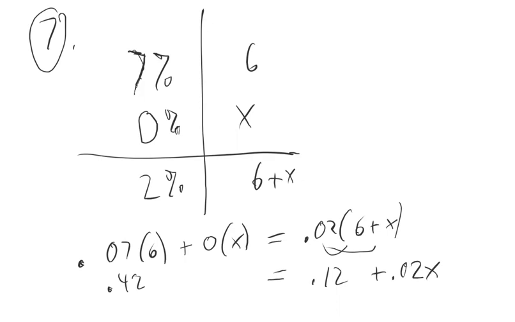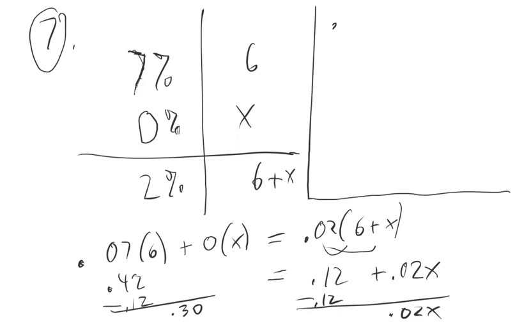Now I'm going to subtract 0.12 from both sides. So then I'll get 0.30, subtract this, and I'll get 0.02X. So I'm going to move over here. If I rewrite that, I'll have 0.30 equals 0.02X.